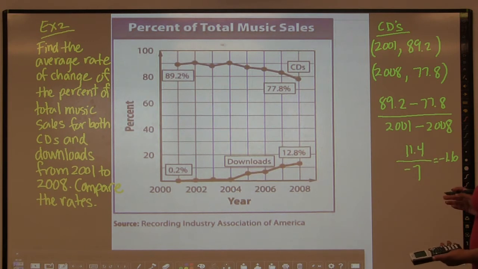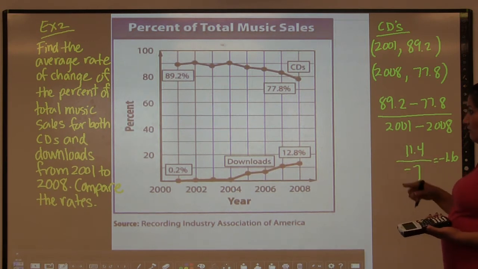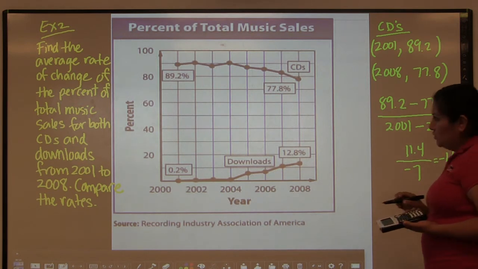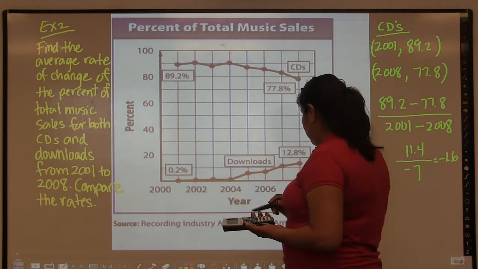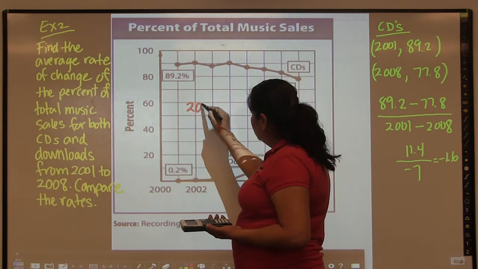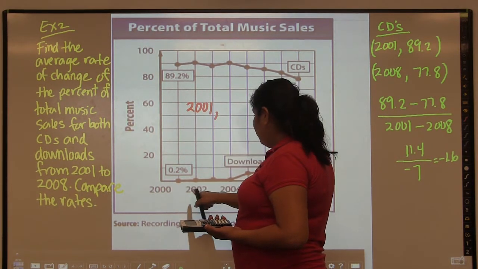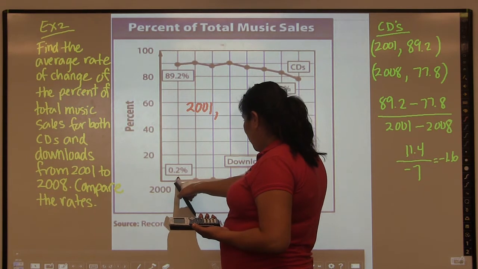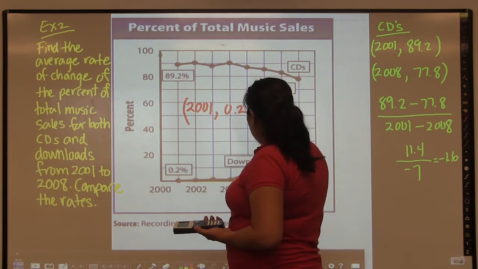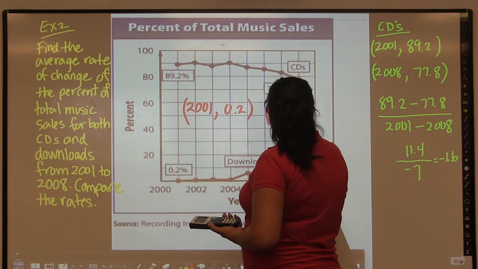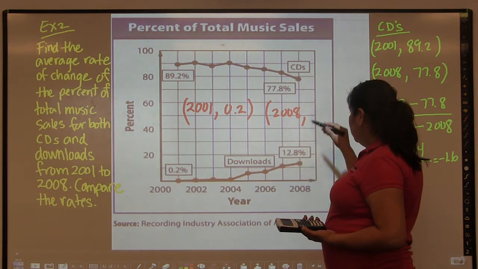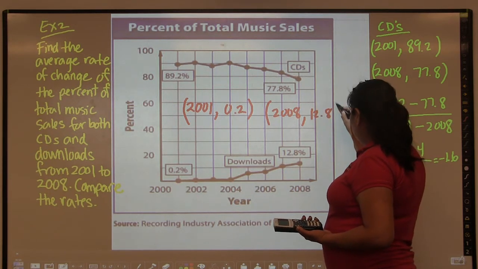So that's the CDs. Remember, they wanted us to find it for CDs and for downloads. And for downloads, we're going to have to come over here into the graph because I don't have space over there. But for downloads in 2001, the amount of downloads was 0.2%. And then in the year 2008, the percentage was 12.8% downloads, 12.8.